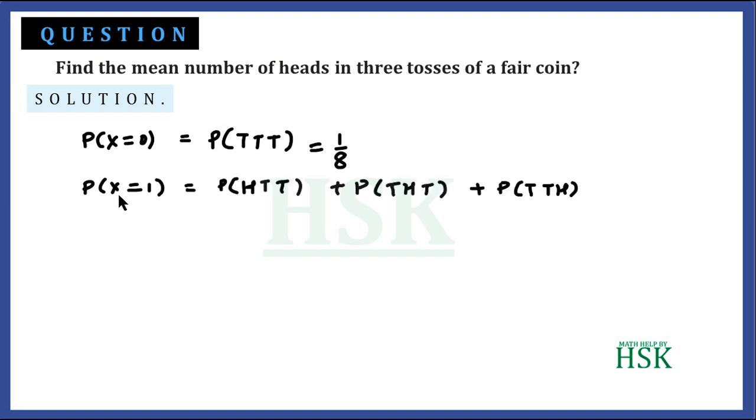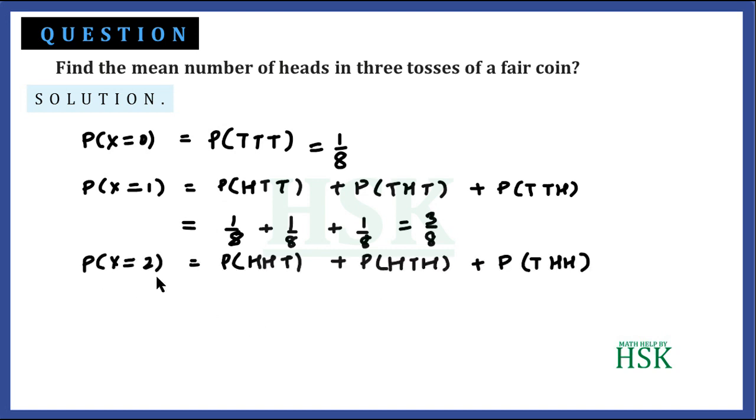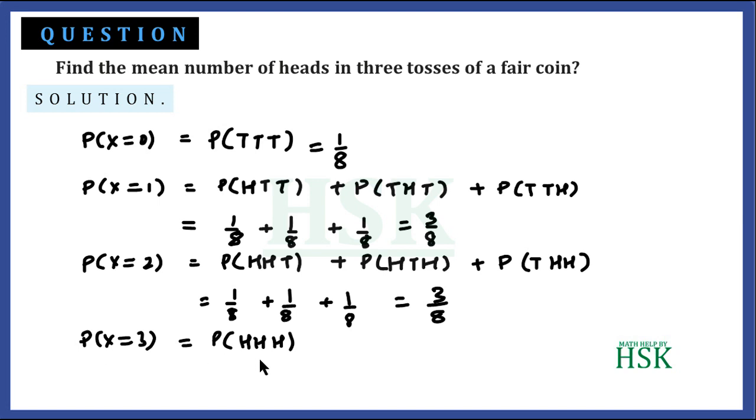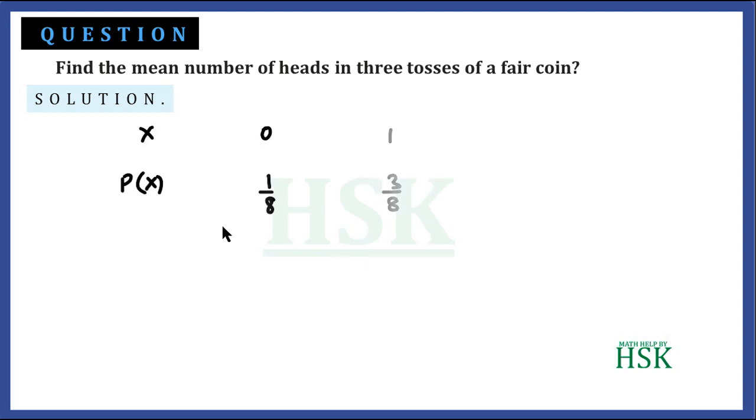Probability of getting 1 head would be equal to probability of getting head tail tail plus probability of getting tail head tail plus probability of getting tail tail head, and this would be equal to 3 by 8. Probability of getting 2 heads would be equal to probability of getting head head tail plus head tail head plus tail head head, and this would again be equal to 3 by 8. And probability of x equal to 3, getting all the 3 heads, would be equal to 1 by 8. So we can easily draw the probability distribution of the number of heads in 3 tosses of a fair coin.